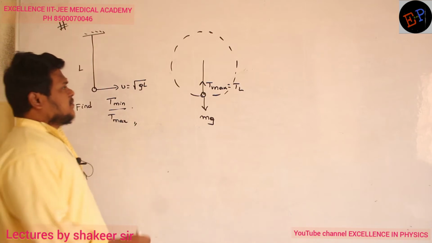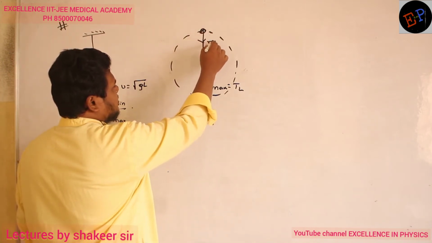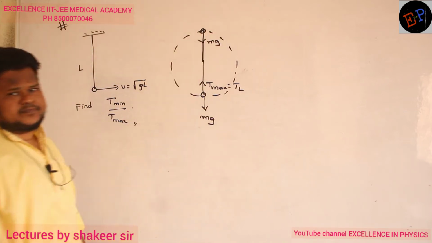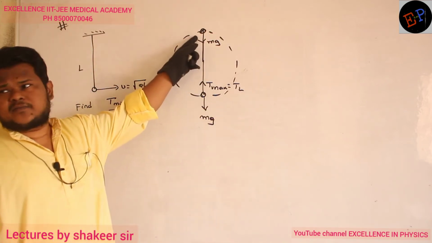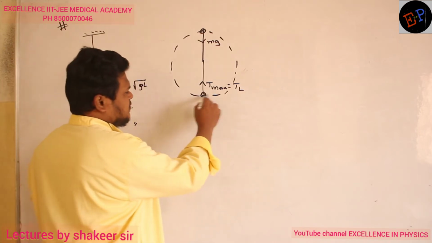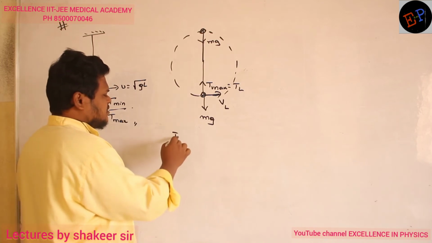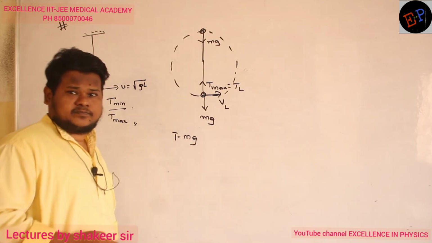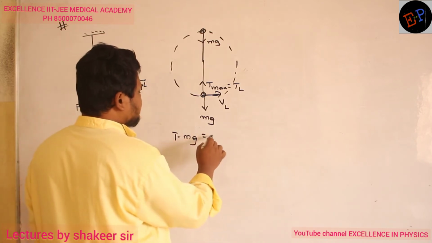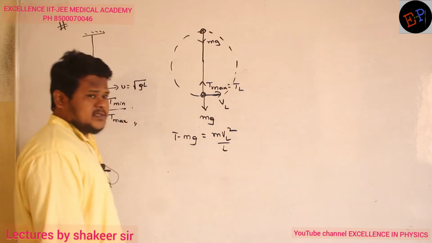But at the topmost position, the string is no longer supporting the weight of the body, because the weight is falling downwards. There is no need to support the weight of the body. Or you can do one thing. If the velocity at the lowest point is VL, then I can write T minus mg provides centripetal force, and it is VL square divided by L.